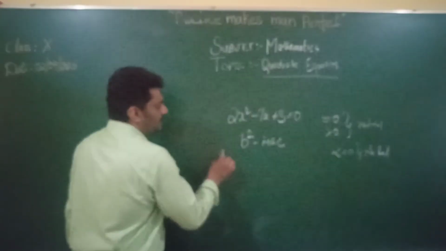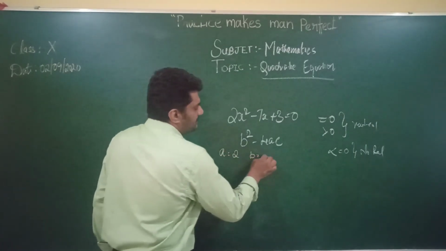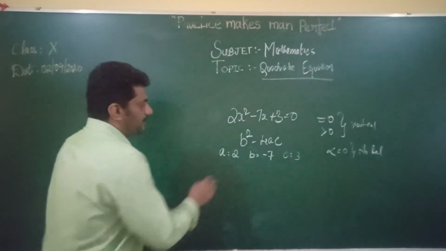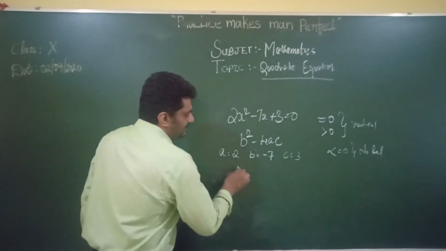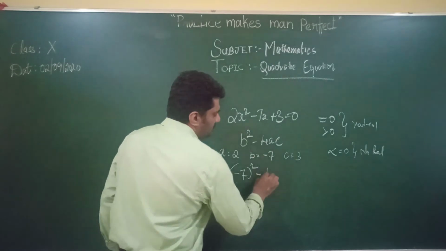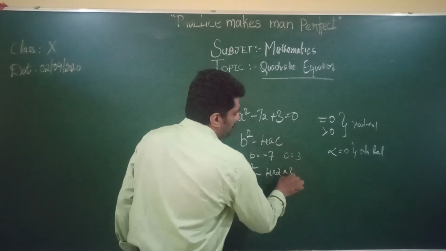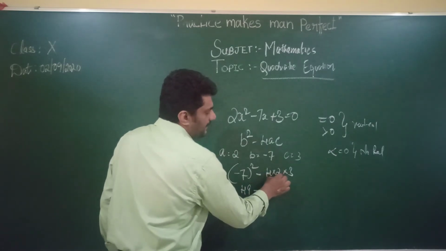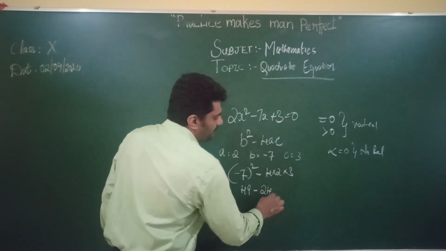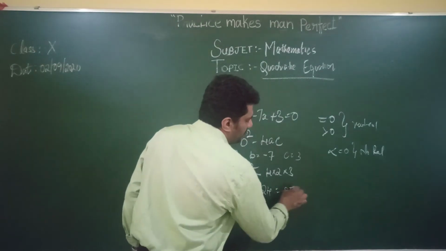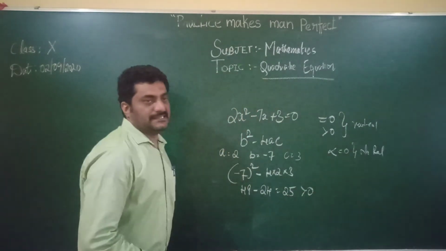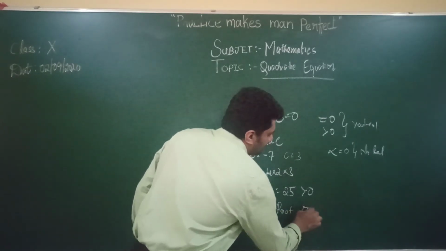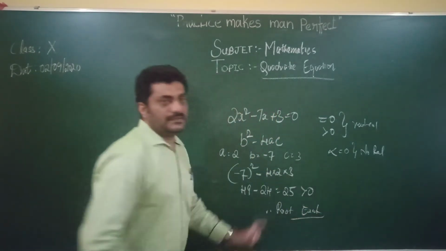What is the value of a? A is equal to 2, b is equal to minus 7, c is equal to 3. Now if I put the values here, minus 7 whole square minus 4 into 2 into 3, which is nothing but 49 minus 4 2s are 8, 8 3s are 24. We get 25, which is greater than 0. Therefore, root exists.